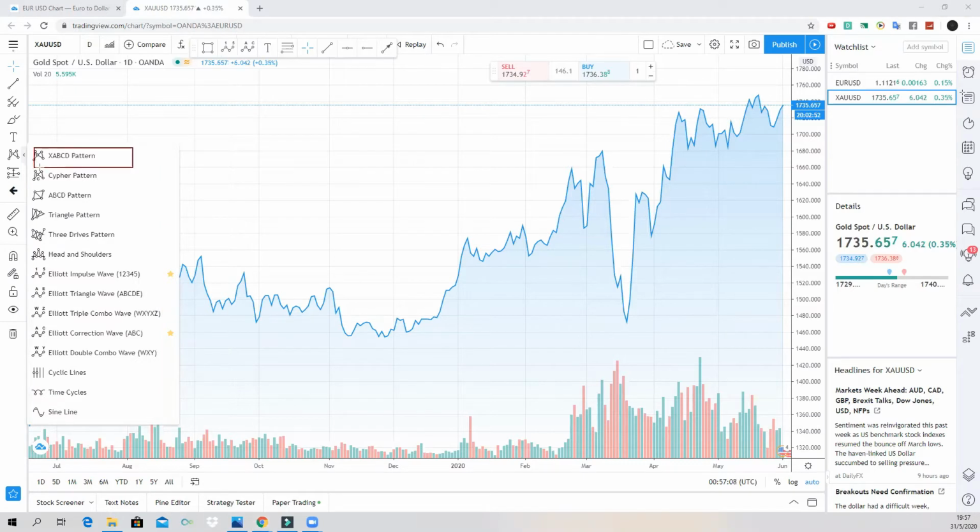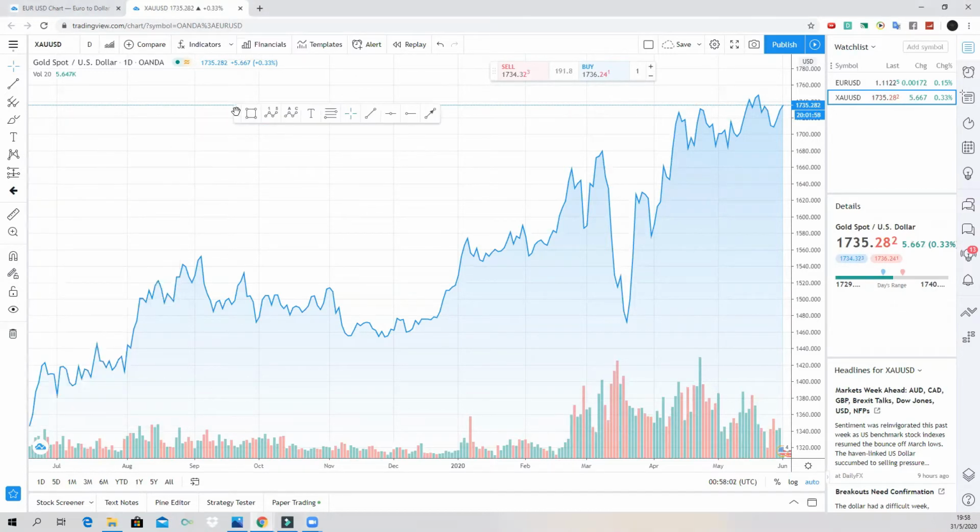XABCD, Cypher, ABCD pattern. Basically these tools are very useful for the analysis of those traders who use harmonic patterns, which we will talk about soon in other videos. At Trade and Travel we use Elliott impulse waves. This is what we basically use at Trade and Travel.